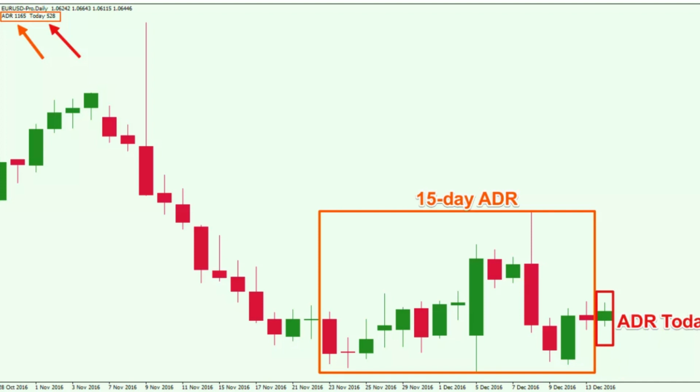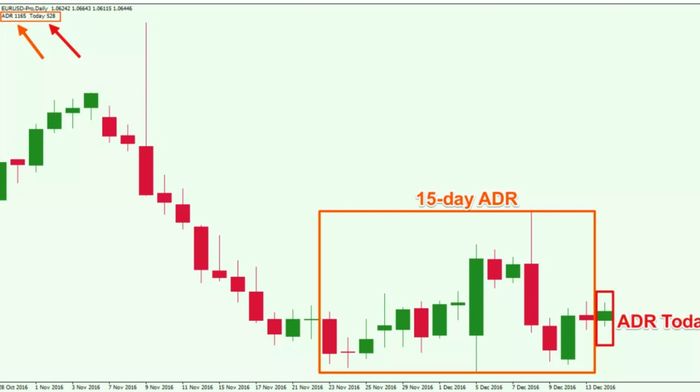We have a daily chart of the Euro to US dollar Forex pair within the MT4 platform. We have attached the ADR indicator to the chart. Although you might not see the tool, it is right there at the top left corner of the chart. It has been marked with a small orange rectangle. There are two values there. The first one shown with the orange arrow is the 15-period ADR, and the second one shown with the red arrow is the today's, last bar, ADR value.